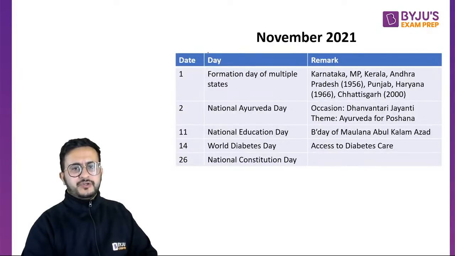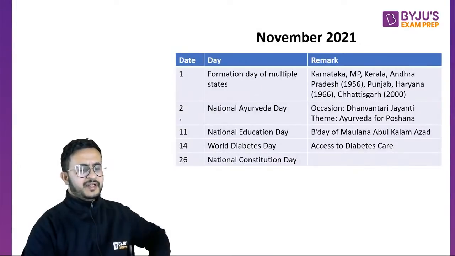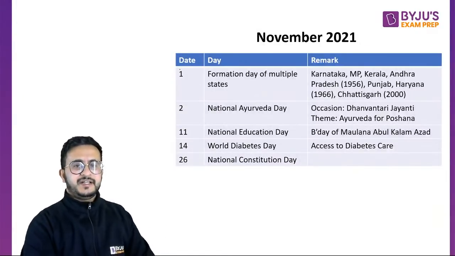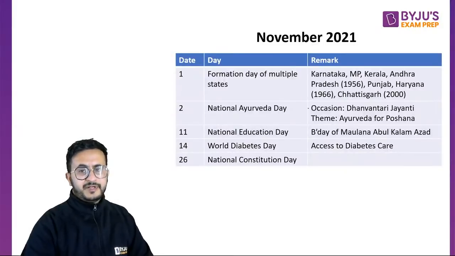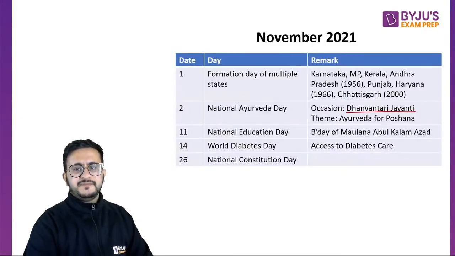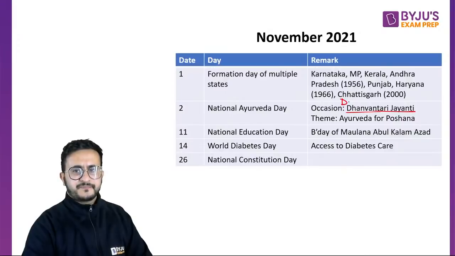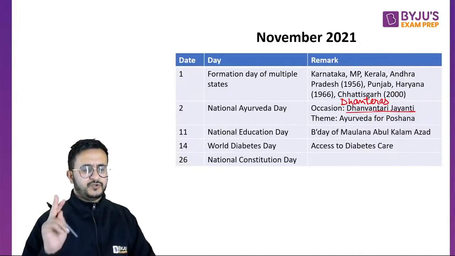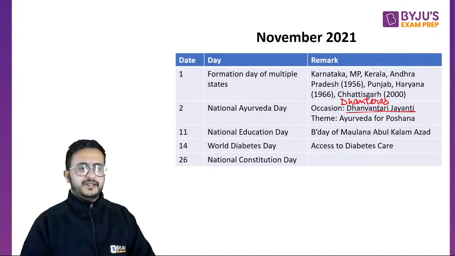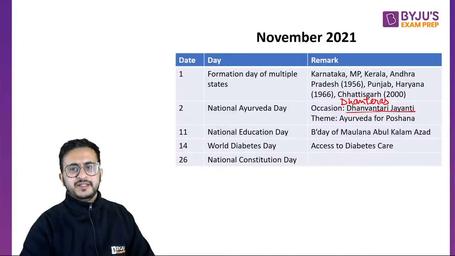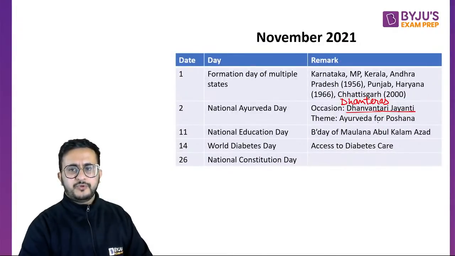Then National Ayurveda Day was observed on 2nd of November. Now it is not a fixed day that it will be on 2nd of November. It is actually Dhanvantari Jayanti, which is also called Dhanteras, 2 days prior to Diwali, and I hope you know this festival Dhanteras. So on that day, National Ayurveda Day is celebrated. This year, the theme was Ayurveda for Poshan.